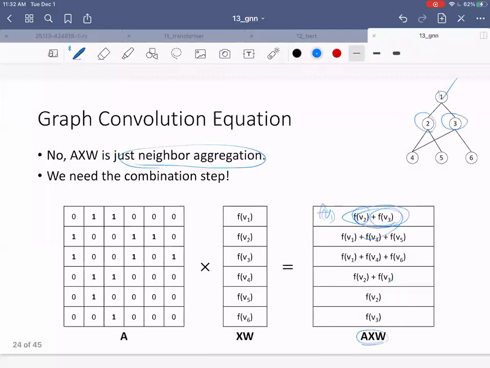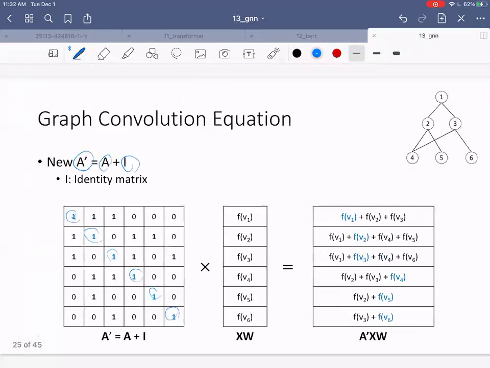So before, these were all zeros, but now the diagonal elements are all ones. And the effect of having these diagonal elements all one is that A prime XW now contains F V1, because if you take this row and do an inner product with this, then it's the sum of this guy. In the same manner, if you take this row and this inner product, then it's the sum of this guy, this guy, this guy, this guy. So now, if you take a look at each row, then the target node's feature also survives.